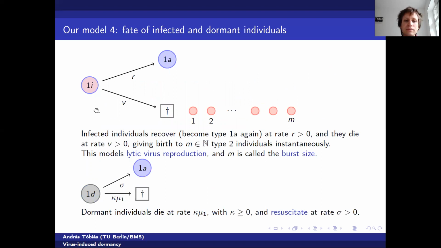What is the fate of infected individuals? Either they recover, becoming active and susceptible again. This happens at rate r greater than 0, or they die. This happens at rate v greater than 0. And when they die, they instantaneously give birth to a fixed number m of new virus particles. And this is called lytic virus reproduction. And the number m is called the burst size.